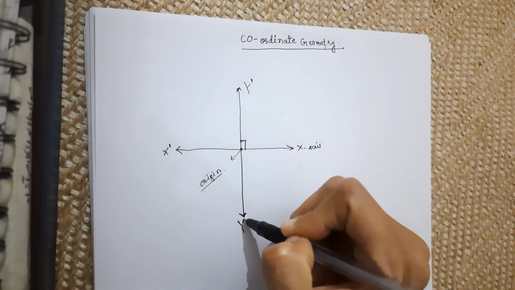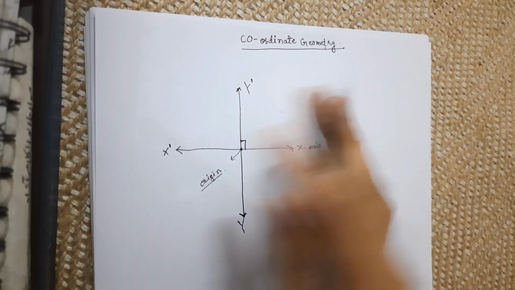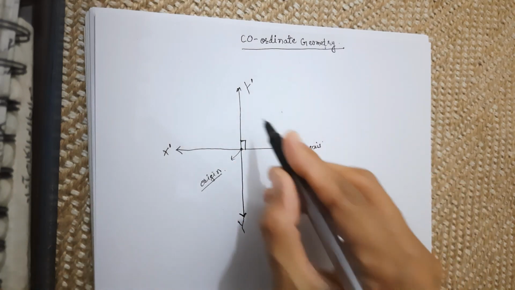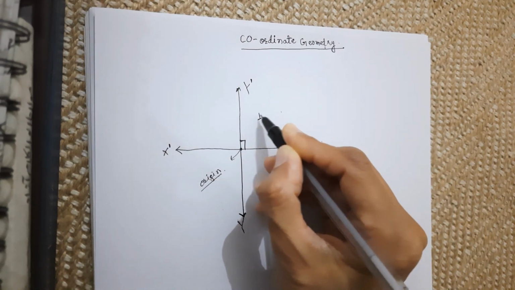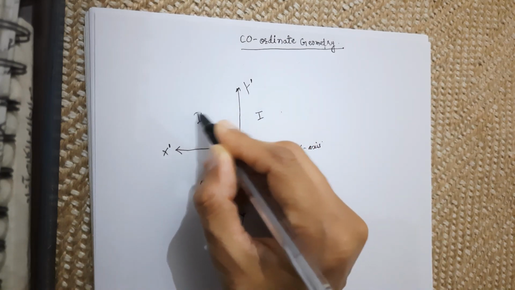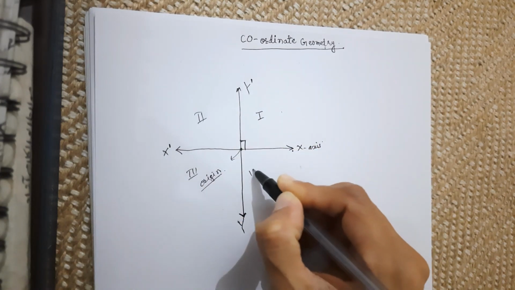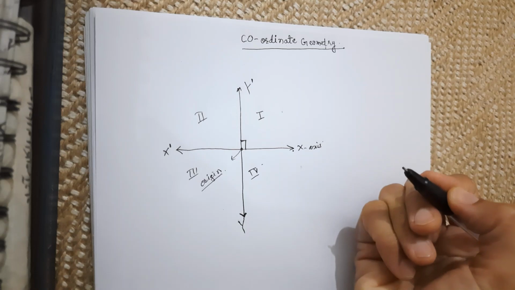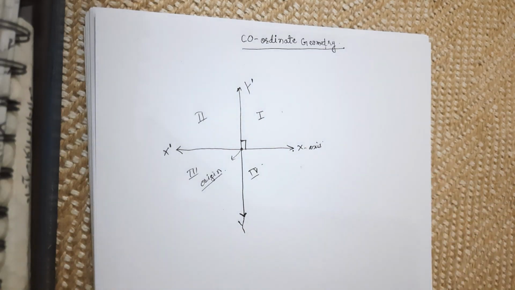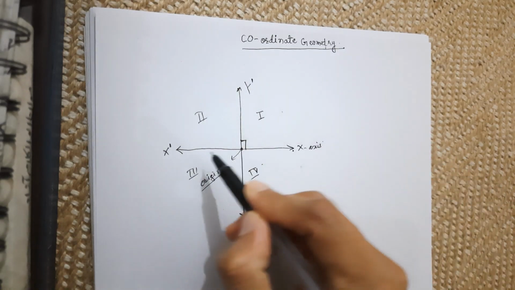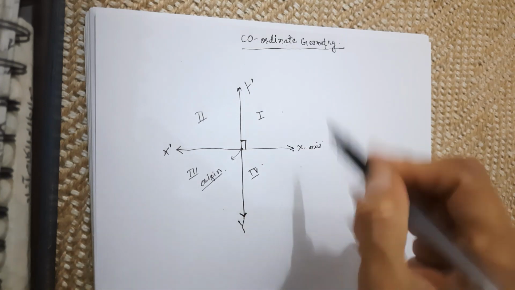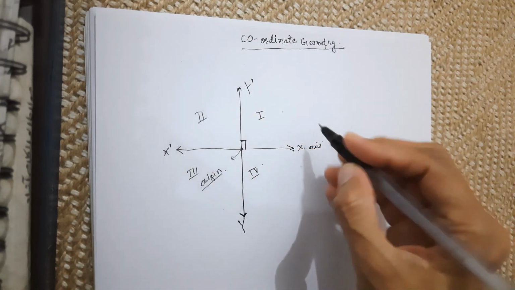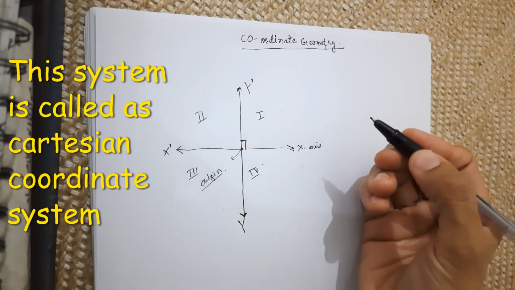Now this x and y axis always divide a plane into 4 sectors. So quadrant 1, 2nd, 3rd and 4th. Okay, you already know the signs of these. So this axis system is called the coordinate system.